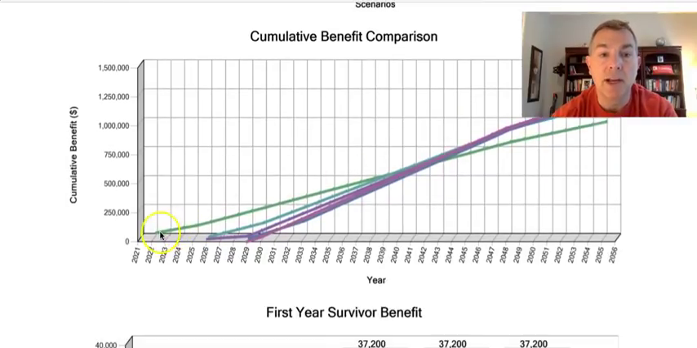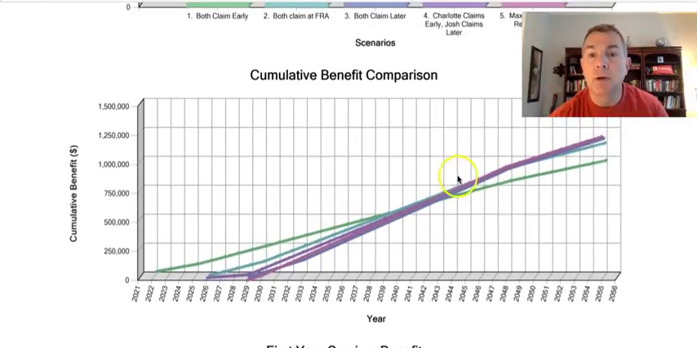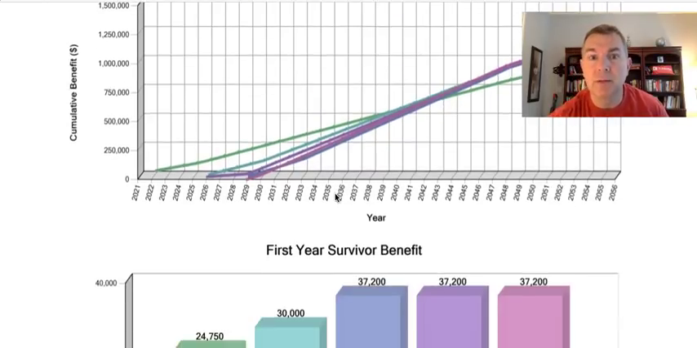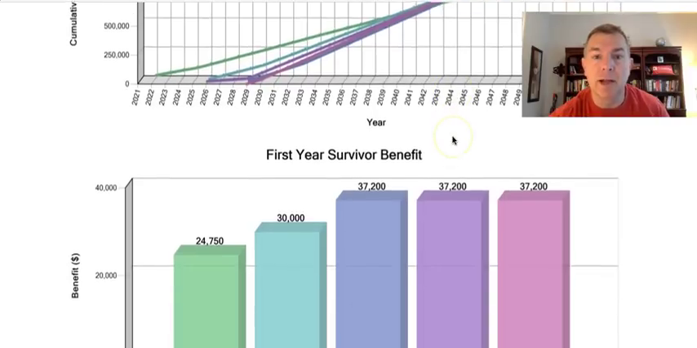Now again, if we take it early, we're going to have a whole lot more cumulative benefits on the front end because we're actually getting benefits. Whereas if we take it later, there's going to be none until we start drawing it. But then it'll come to this point right here. That's in 2043. So about 13 years later, I'll probably be 80, roughly around there, before it breaks even, and then it's just all gravy at that point.